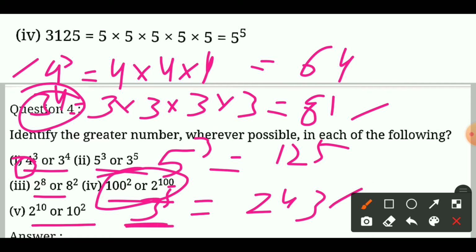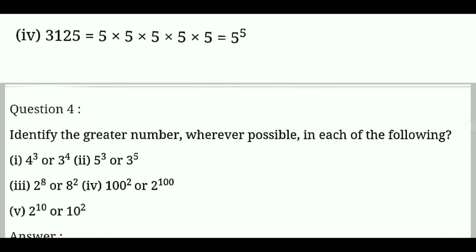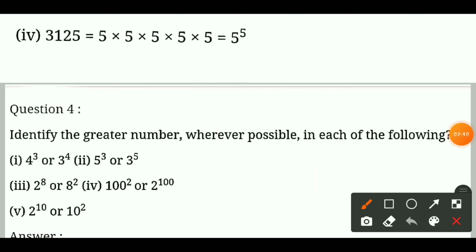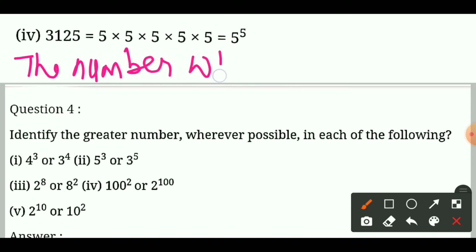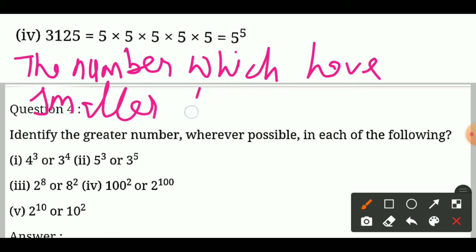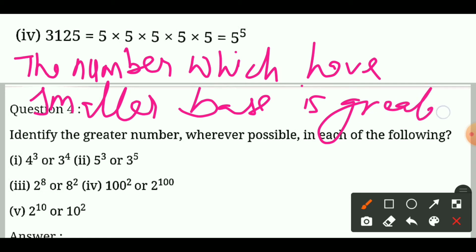Here the base is 3 and here the base is 3 and power 4. Are you able to see? The number which has smaller base is greater. So in such kind of question, what you have to notice? The number which has smaller base is greater.